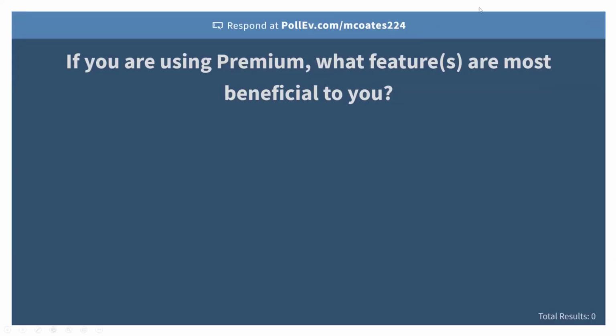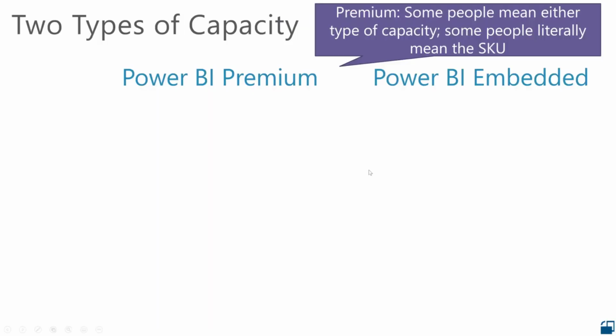So here's another one of those free-form questions that I'm going to give you a couple minutes to tell me: is there a feature or two that really pushed you over the edge to go to Premium, or that now you just can't live without? Something like that. So I'm going to give you a minute to do that. I'm going to come back and check your answers. And meanwhile, I will introduce what the two kinds of capacity are.